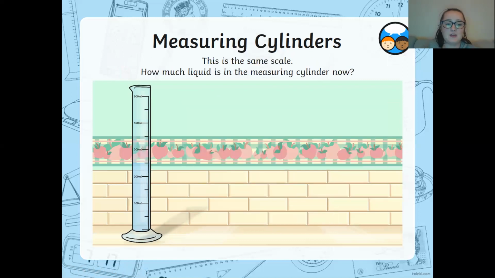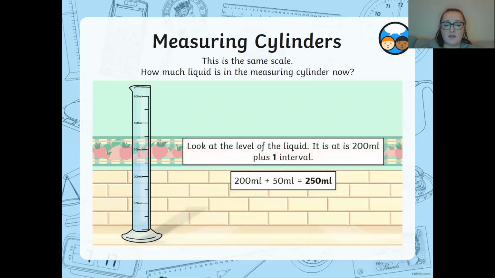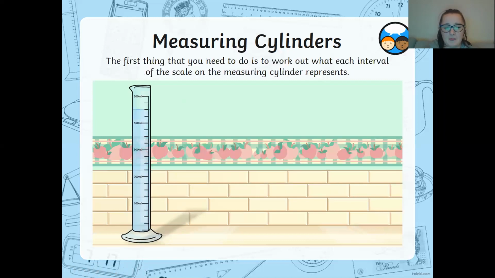Let's check. Ms. Dunn was right. So this is the same one. Now what I'd like you to do, I'd like you to just pause the video for a second and see if you can work this out. Okay, you three, off you go. So what we'd do, we'd look at the level of the liquid. It is at 200 millilitres plus 1 interval. And we know that on this measuring cylinder, each interval is an extra 50 millilitres. So we have 200, 250. If you got that right, give yourselves a huge pat on the back.